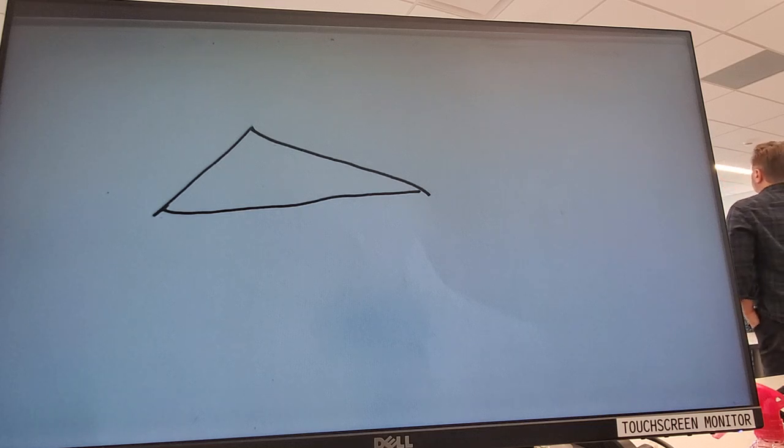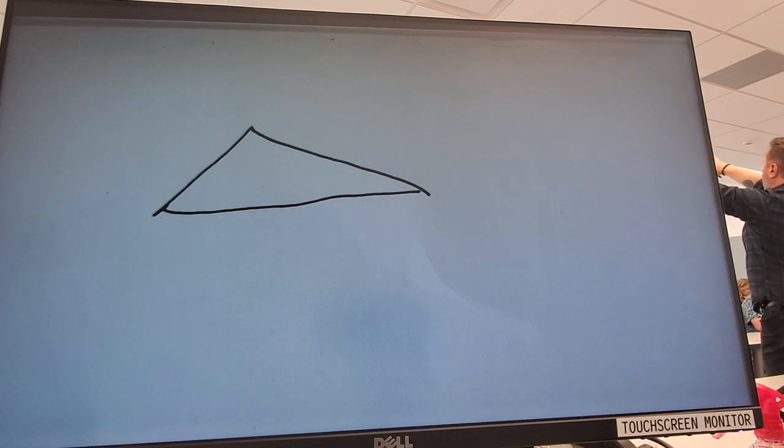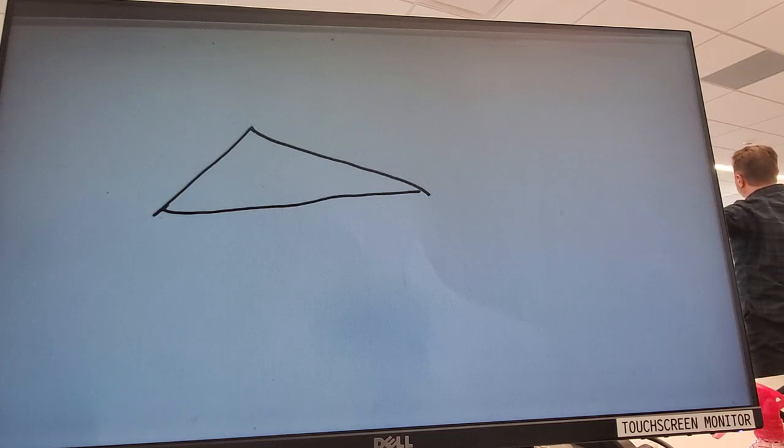Whatever triangle you just drew, I want you to try to draw another triangle that has roughly the same angle measures as your first one, but is not congruent to your first one.